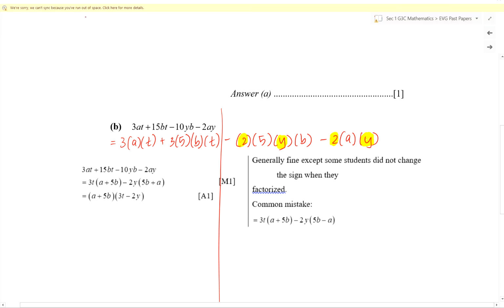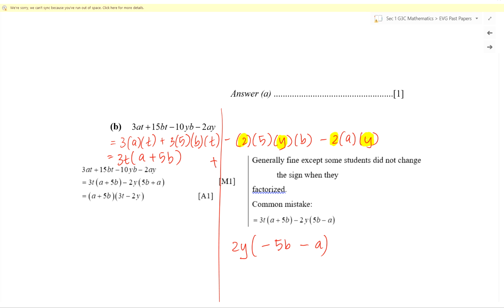Okay, at this point you may stop and say, okay, these 2 are my common factors, therefore I will get 2y negative 5b minus a. This is what you may have on the right hand side. Whereas on the left hand side we had 3t a plus 5b. So this becomes a plus. Then you remember, by doing this, we are supposed to get common factors again. But 3t is not the same as 2y. A plus 5b is not the same as minus 5b minus a.